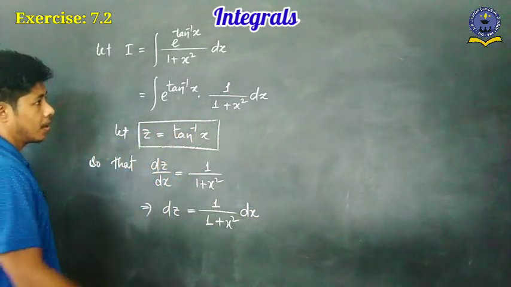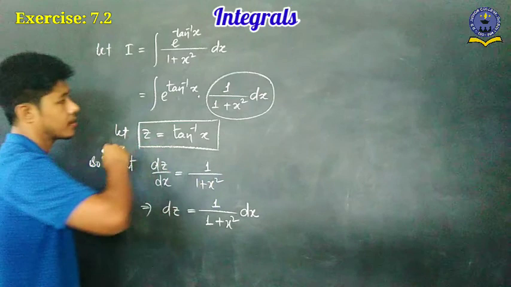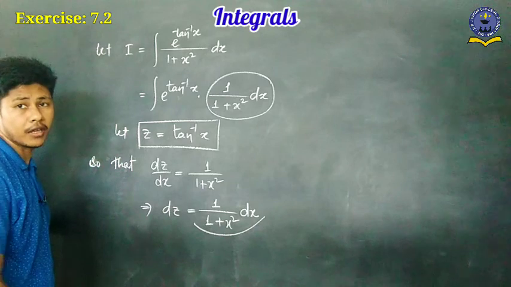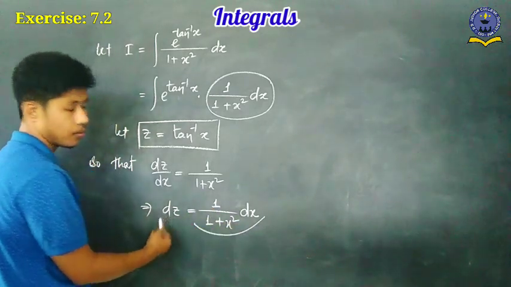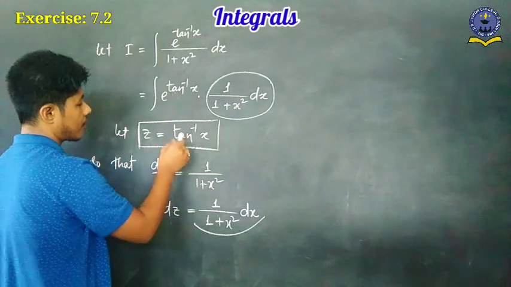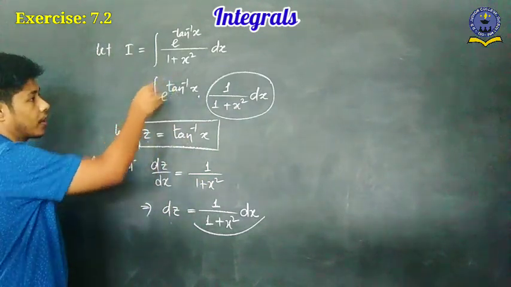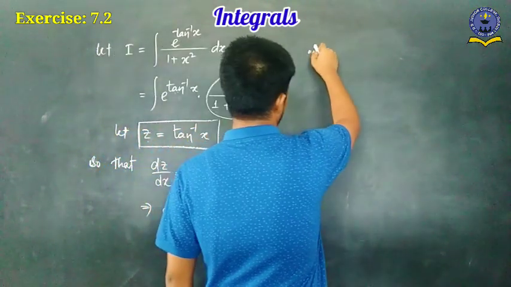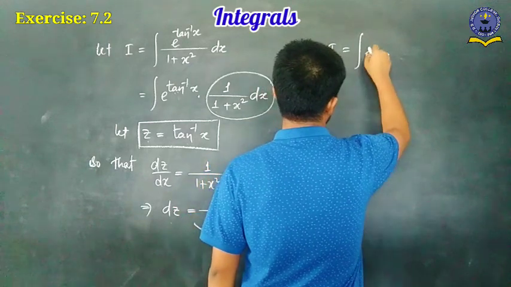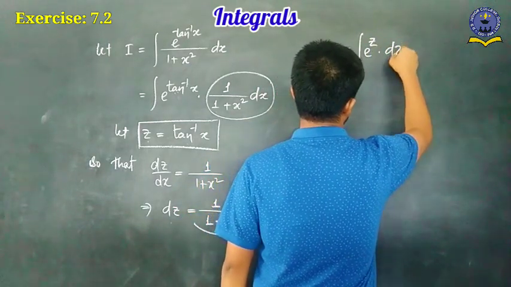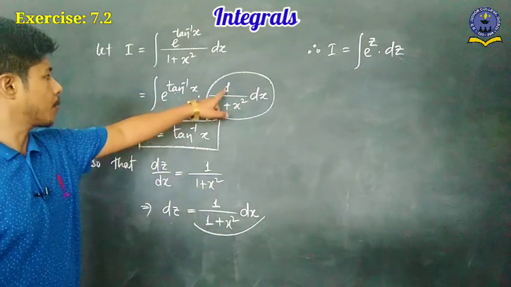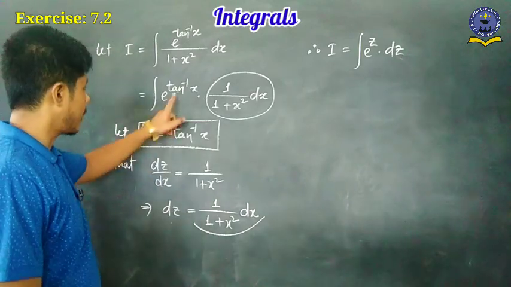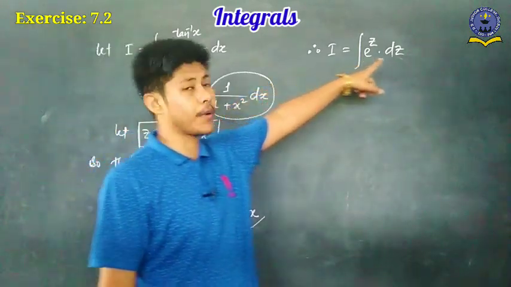Now you see here. Here 1 by 1 plus x square dx is there. So in place of 1 by 1 plus x square dx, what can we write? We can write dz, and tan inverse of x means what we substitute? z. So we can write e to the power z, isn't it? Very simple question. So that's what you have to do. Therefore I equals the integration of e to the power z into dz. Isn't it? 1 by 1 plus x square dx, that means in place of this one we can write dz, and tan inverse of x means z. So we write e to the power z dz.